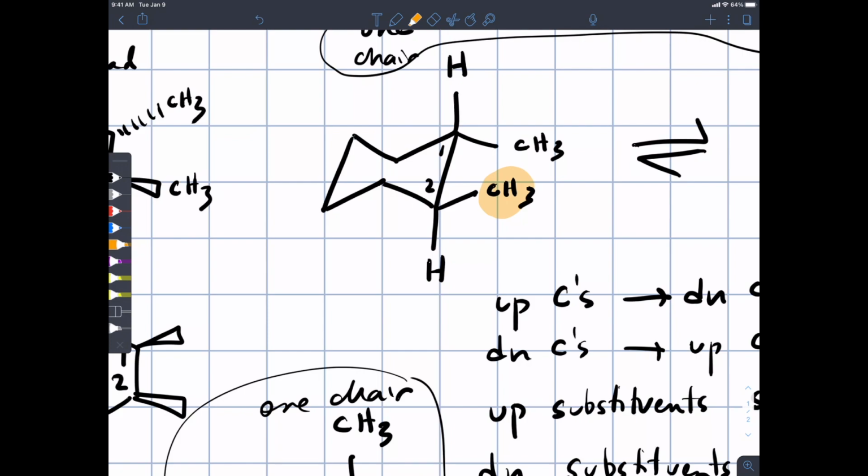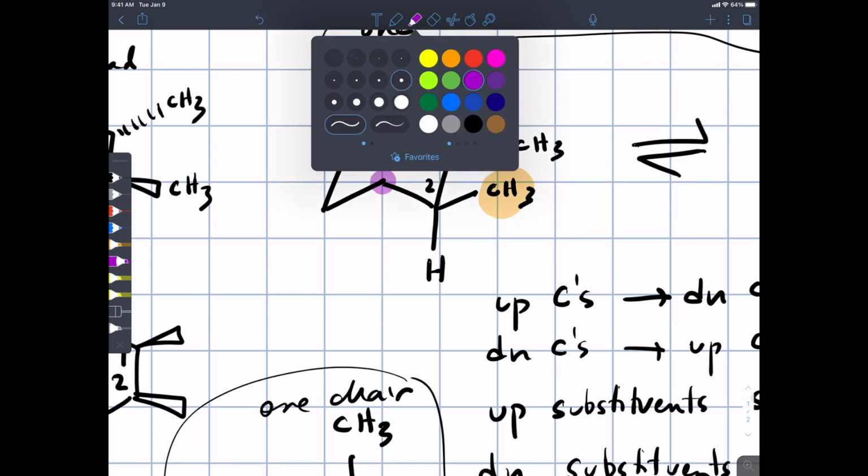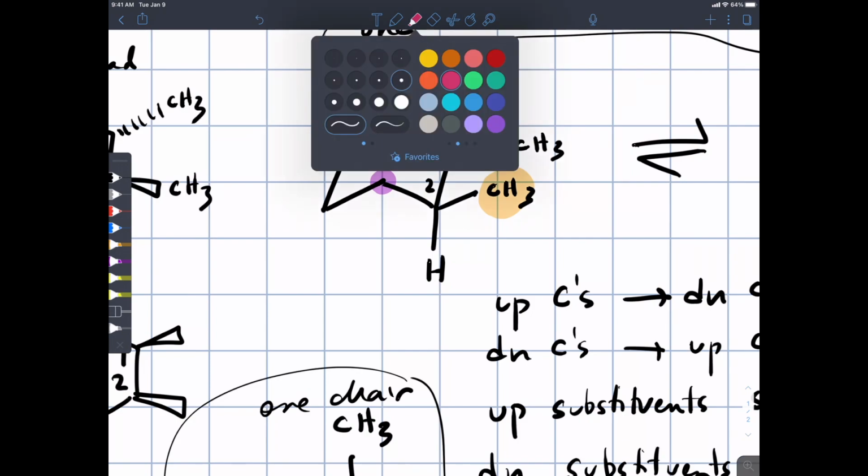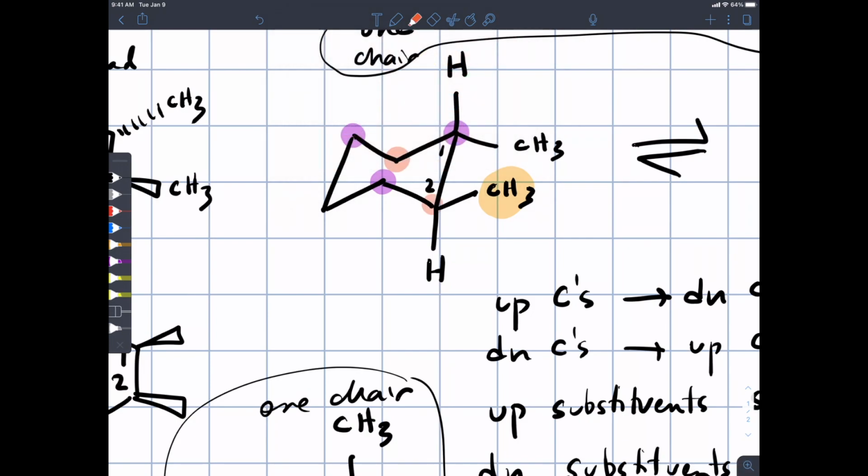Up carbons I'm going to highlight in purple. They are carbons where the two lines of the ring sort of make a mountain peak pointing upward. And the down carbons, which I will highlight in orange, are down carbons because they occupy valleys, sort of where the two lines of the ring in the chair point downward. So when you flip it, we say that the up carbons become down carbons.